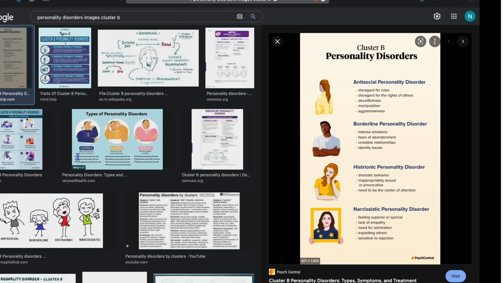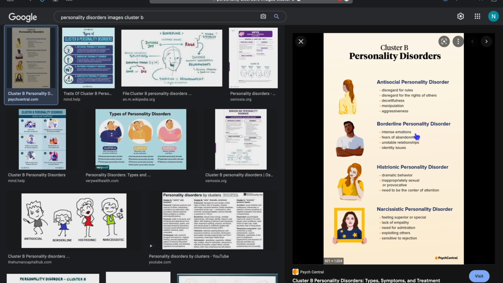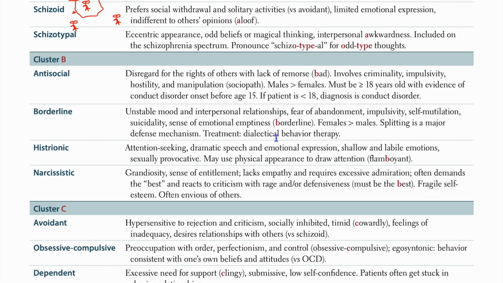Borderline again: intense emotion, fears of abandonment. That's an important one. Unstable relationships and identity issues. That's a big one too, like a buzzword for borderline as well. They don't want to cross the border by themselves. Maybe that will help.